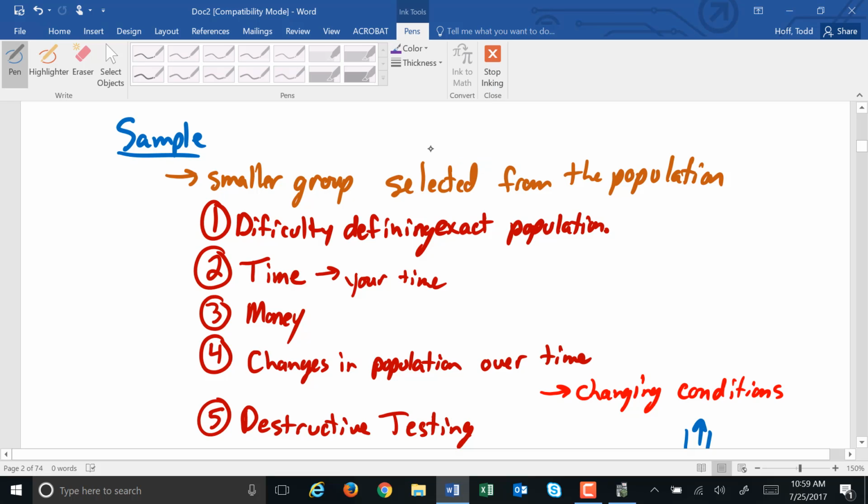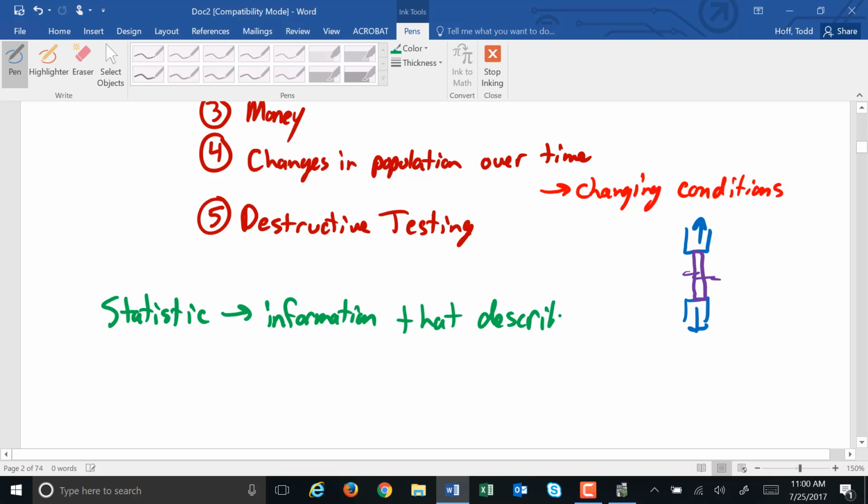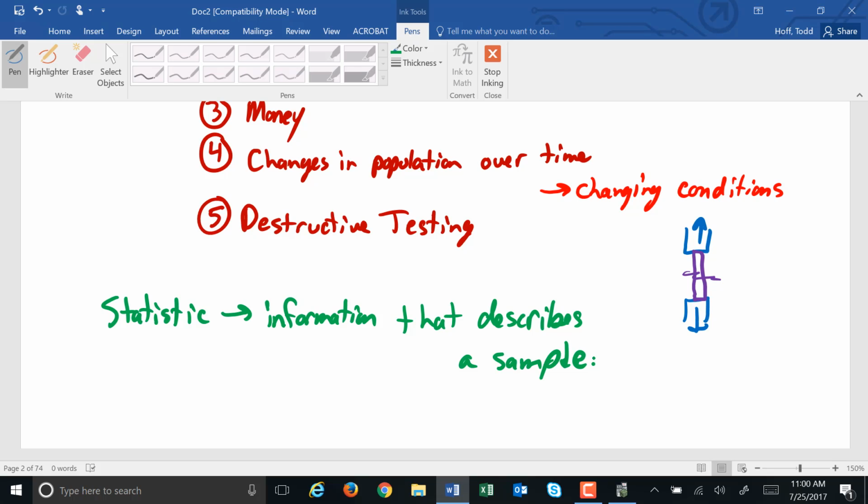Information gathered about that sample is called a statistic. It's information that describes the sample. And most of the time, it is just the information that was gathered in your survey or your test or your experiment or whatever you did. It's the information that was gathered from the sample. But technically, a statistic is just any information that describes the sample.